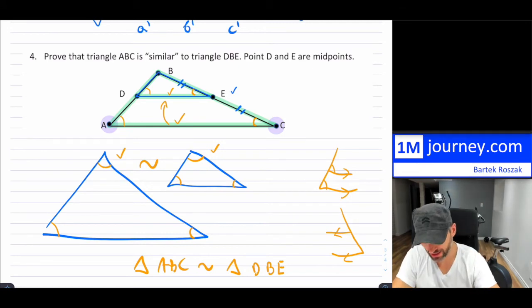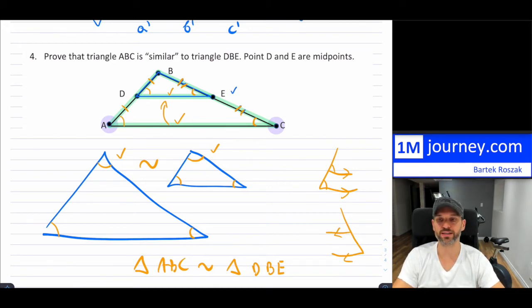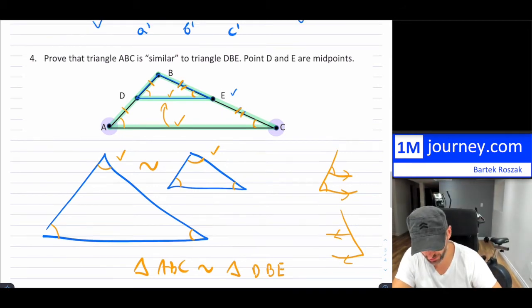And then the same thing happens here, and the same thing happens here. So the scaling between one and the other is actually a half, if you're going to the smaller one, or times 2 if you're going from the smaller one to the bigger one. So that's another way of showing it. But the angles were pretty easy. So that's question 4. I hope that you were able to see that.